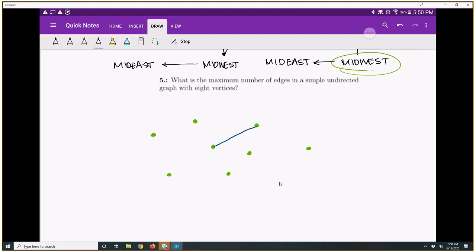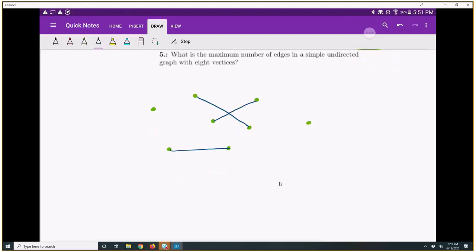So the question is, how many different ways could I draw such an edge like I've just drawn? I just chose two random vertices and I drew an edge. Well, the answer is as many ways as I can choose two vertices from 8. So 8 choose 2. If I choose two vertices from 8 and I connect them with an edge, however many different ways I can do that is the maximum number of edges in a simple undirected graph, because the word simple indicates that we'll just have one such edge between any two vertices.